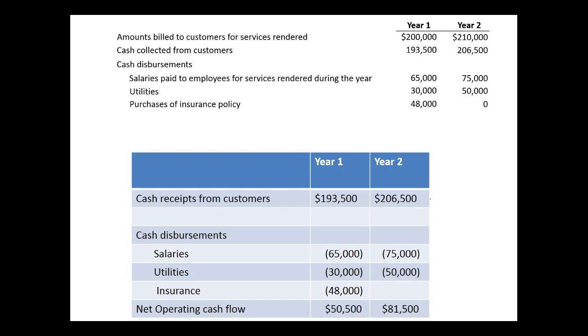The cash disbursements: salaries, utilities, and insurance. At the end of year 1, we would have a net operating cash flow of $50,500. In year 2, with the $206,500 of receipts and then the disbursements for salaries of $75,000 and utilities for $50,000, we would have a net operating cash flow of $81,500.